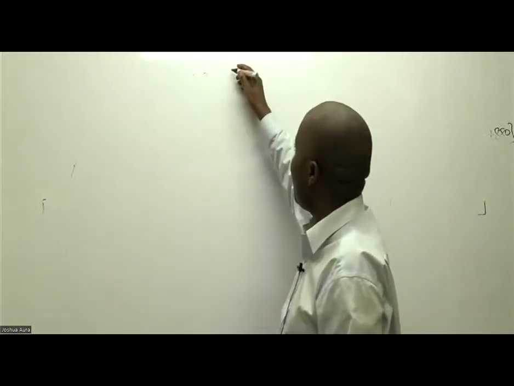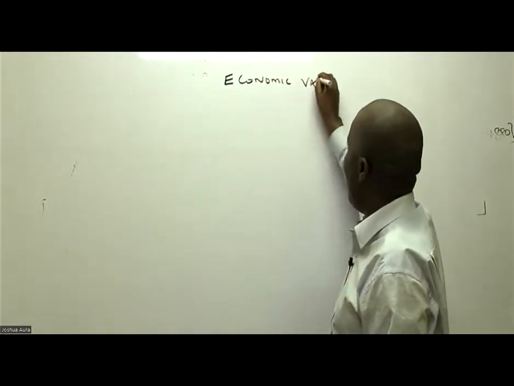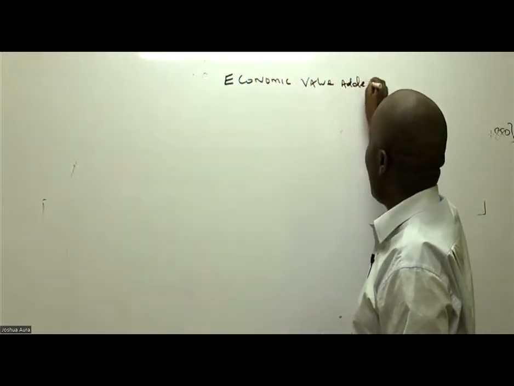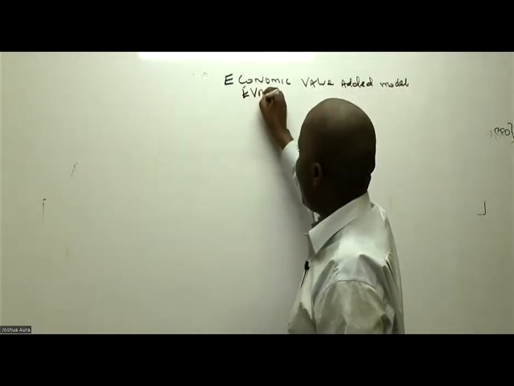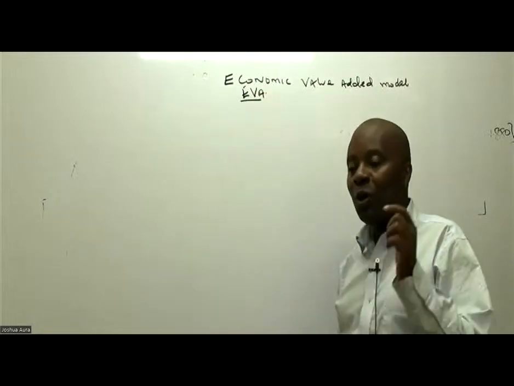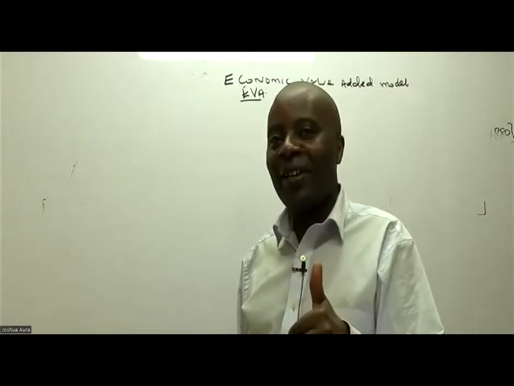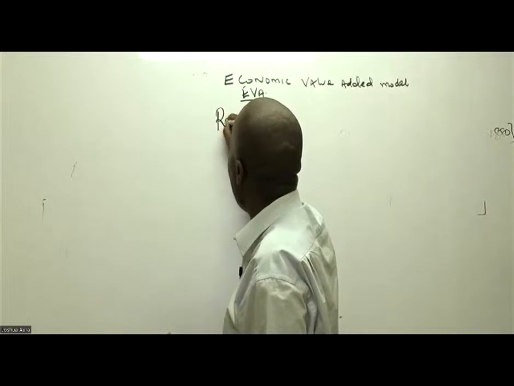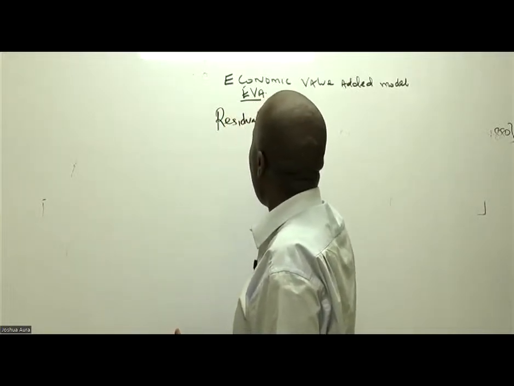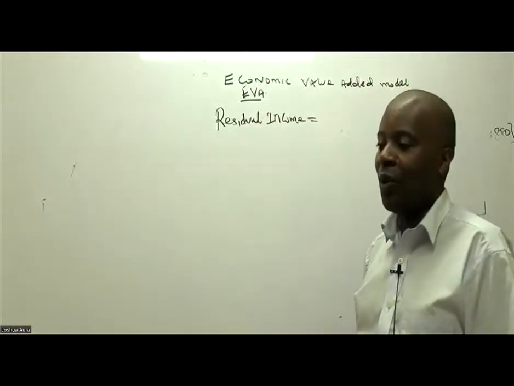Ladies and gentlemen, we are doing what we call the economic value added model, very popularly known as EVA. Remember, EVA borrows heavily from residual income, so we cannot start this EVA model without you telling me, how do we get residual income?